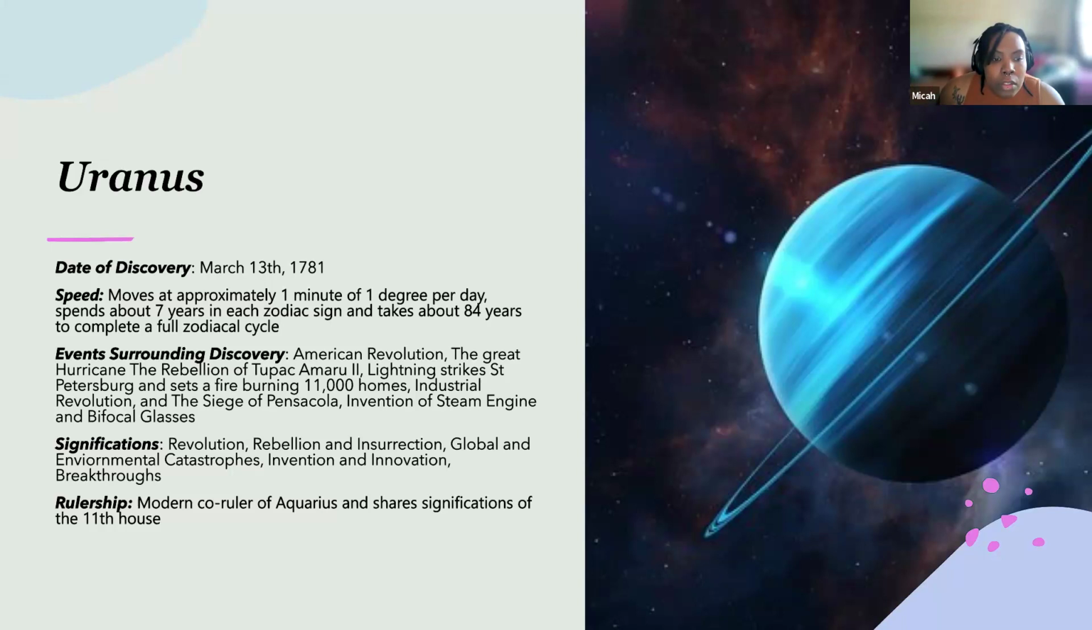Some of the things that were happening when Uranus was discovered were the American Revolution, the Great Hurricane, the rebellion of Tupac Amaru II. Lightning strikes St. Petersburg and sets a fire, burning 11,000 homes. The Industrial Revolution, the siege of Pensacola, the invention of the steam engine, and bifocal glasses were also created. So that was what was happening around the time that Uranus was discovered.